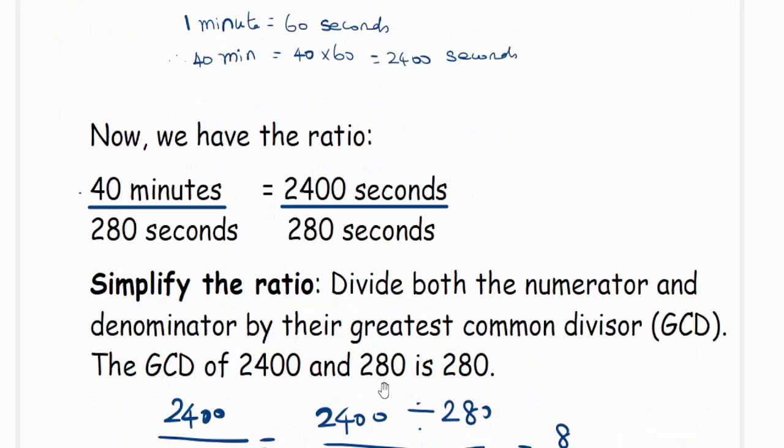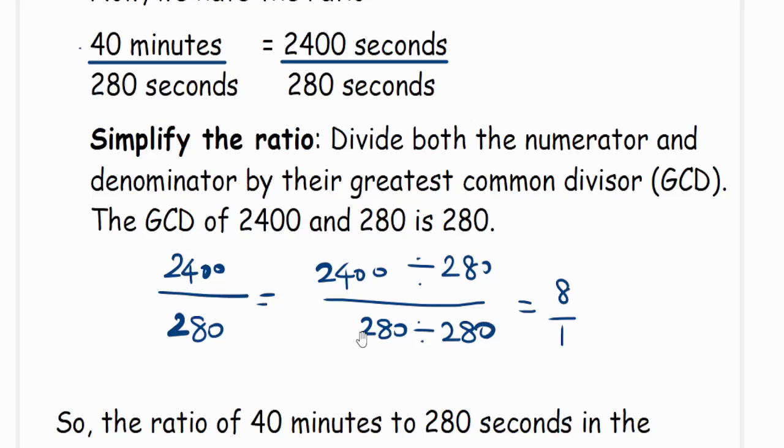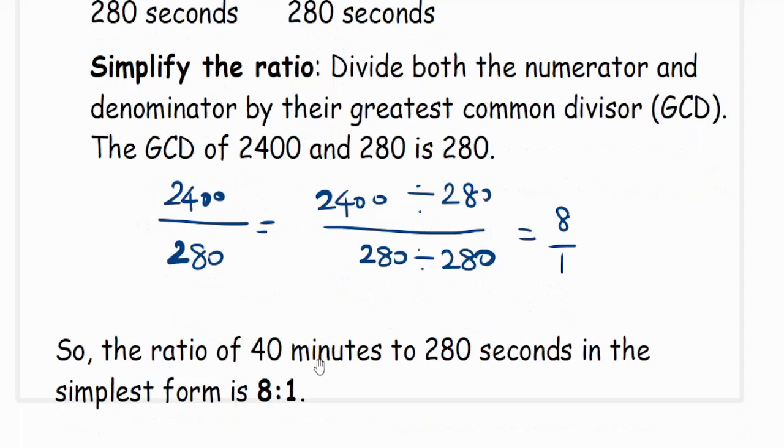To simplify the ratio, we divide both numerator and denominator by the same value, so the value does not change. So 2400 by 280, 280 by 280. 280 by 280 is 1, and 2400 by 280 becomes 8. So the ratio of 40 minutes to 280 seconds becomes 8:1. This is the answer.